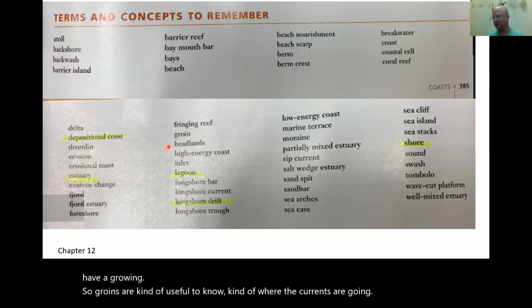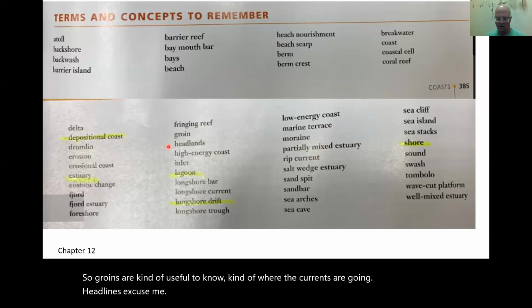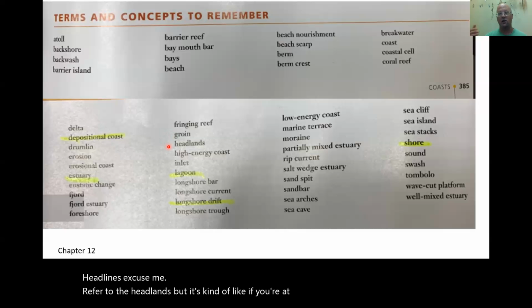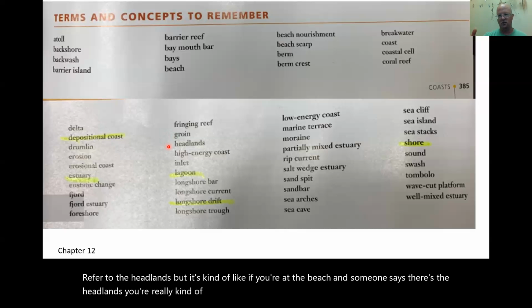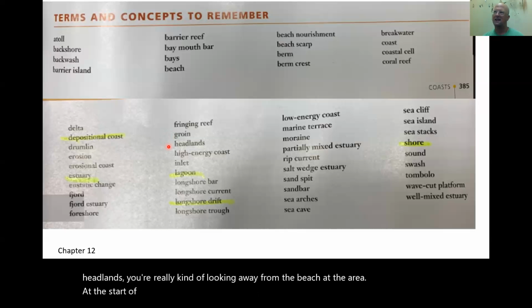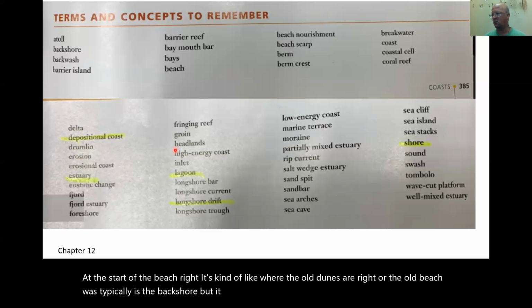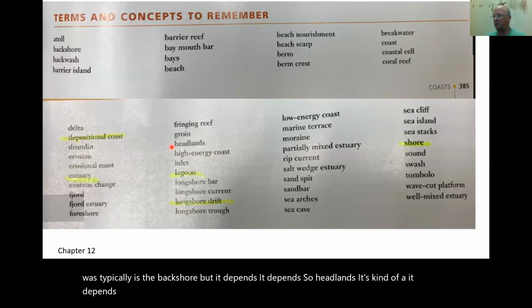Headlands, excuse me, are referred to as the headlands, but it's kind of like if you're at the beach and someone says, there's the headlands, you're really kind of looking away from the beach at the area at the start of the beach, right? It's kind of like where the old dunes are, or the old beach was. Typically it's the back shore, but it depends. So I wouldn't worry about that one.